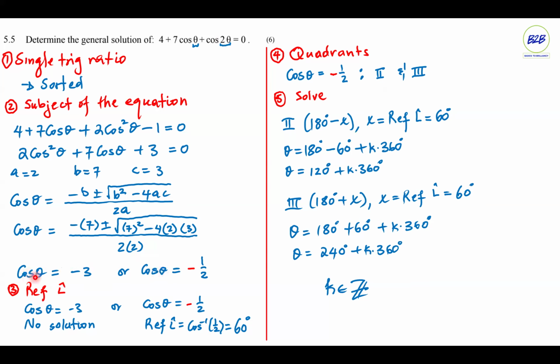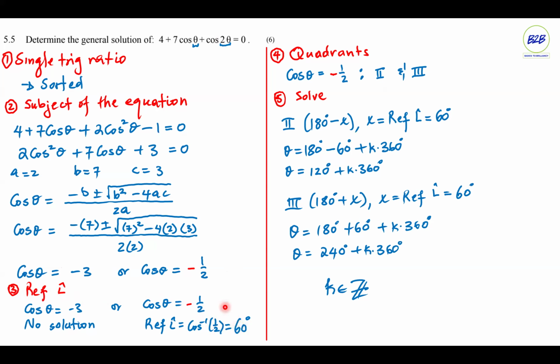All right. Then for cos theta equal to 3, we are not going to get a reference angle. What does that mean? No solution. For cos theta equal to negative half, the reference angle is 60 degrees. Here is what to note. When we were determining the reference angle using half, we did not bring that negative. So this third step is to determine the reference angle without using the sign of the constant. So we left out that negative and then just substituted half. And then we got 60 degrees.